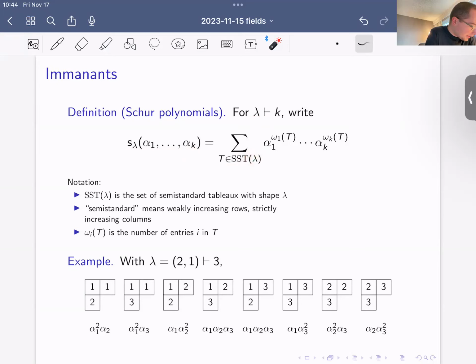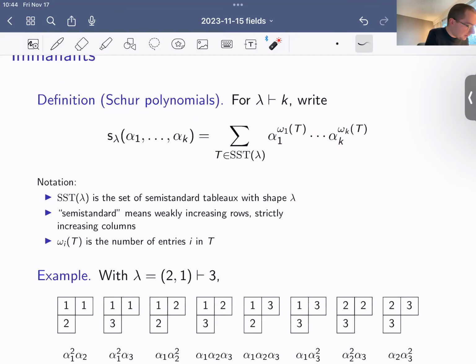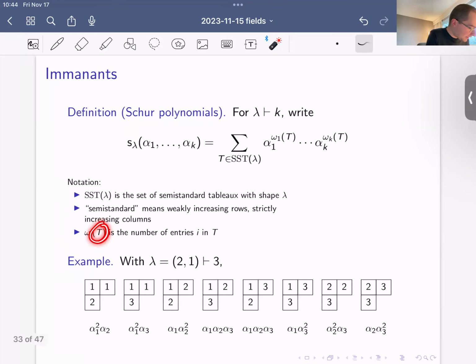So here the notation is SSYT of lambda. This is the set of so-called semistandard tableaux with shape lambda. So semistandard means the rows are weakly increasing and the columns are strictly increasing. So you can see a bunch of examples down here. And then each of these exponents here is the number of entries omega_i of tableau T, the number of times that i appears in T, right? So I think this is illustrated pretty well by this example down here.